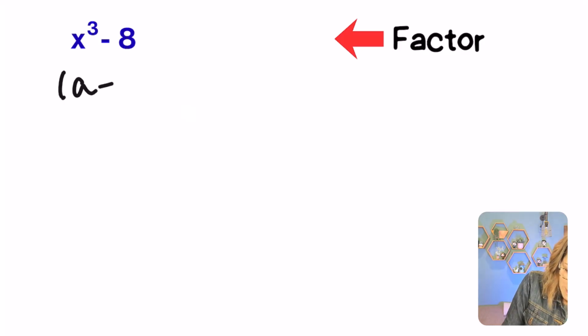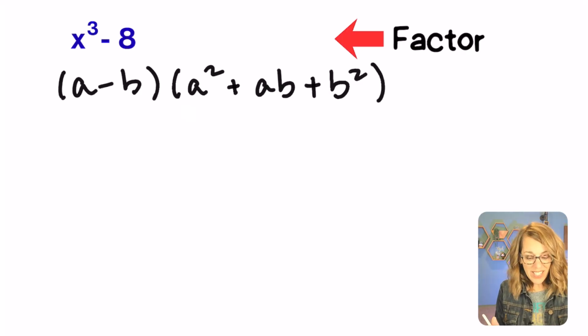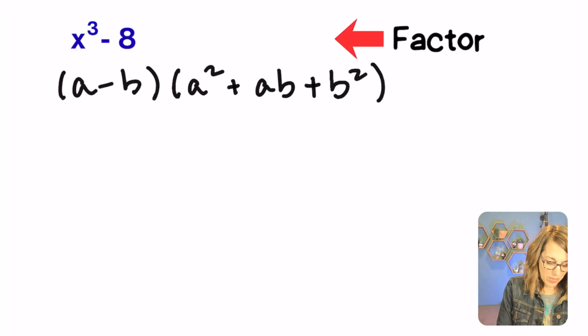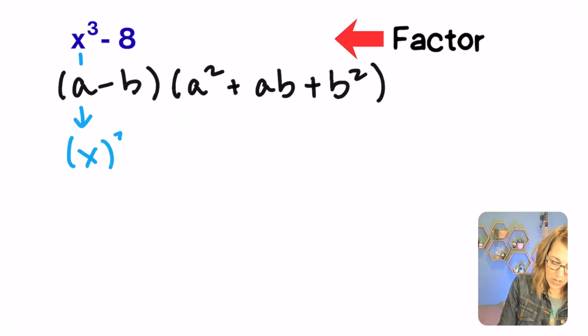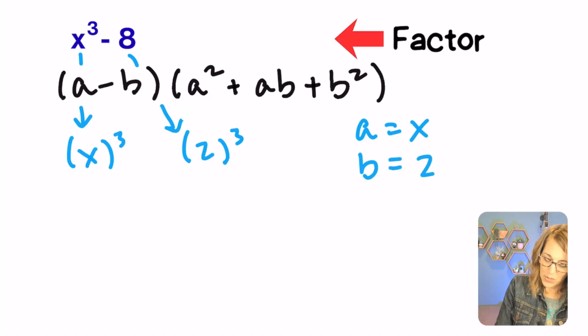I've got an a minus b. And then a squared, we change the sign, ab, and then it's always a plus b squared there at the end. So we need to figure out what got cubed. Okay, so it was an x here. That was cubed for sure. So that one's going to be an x cubed. And then for that 8 is a 2 cubed. So this tells me that a is equal to x and b is equal to 2.